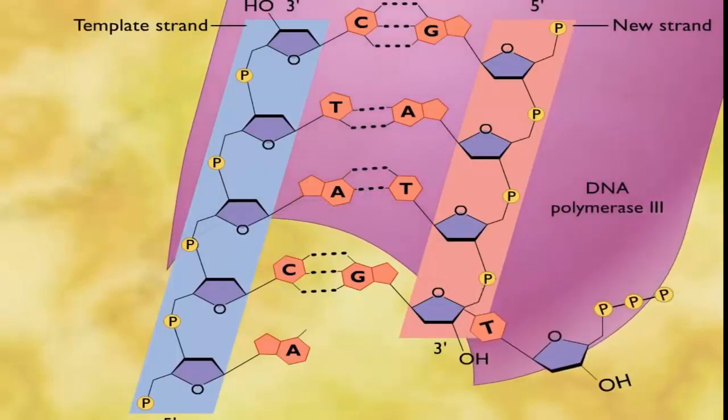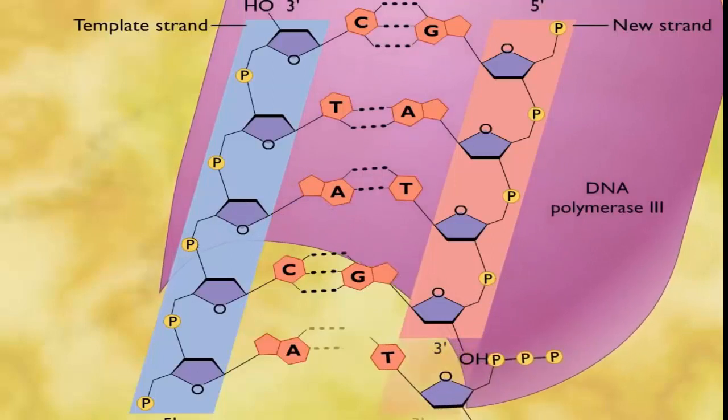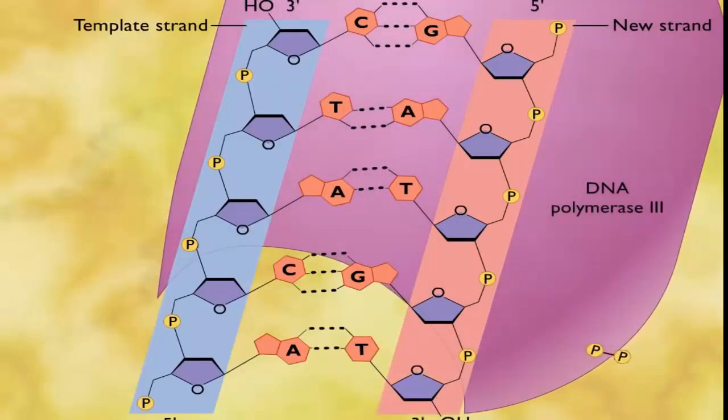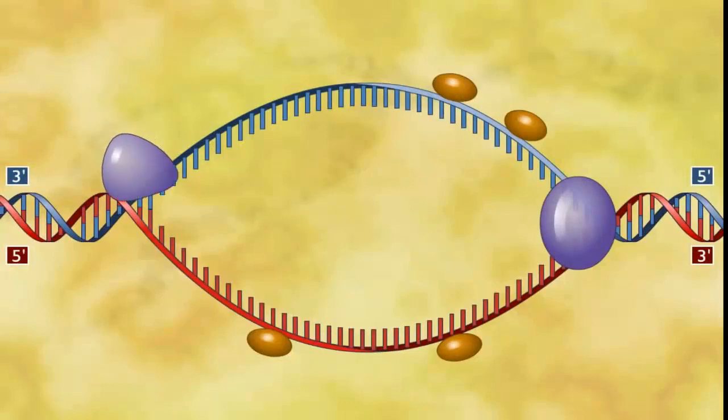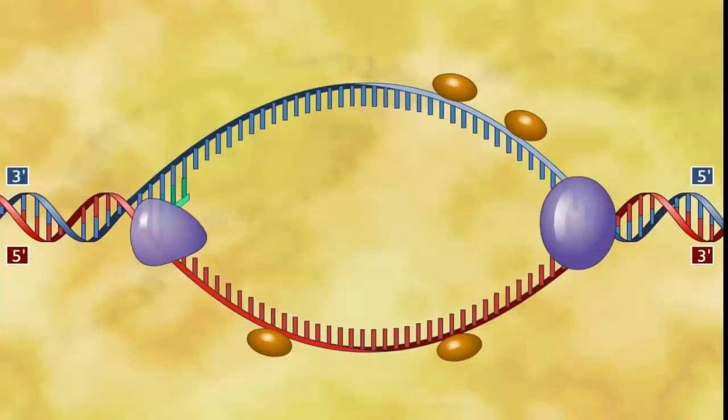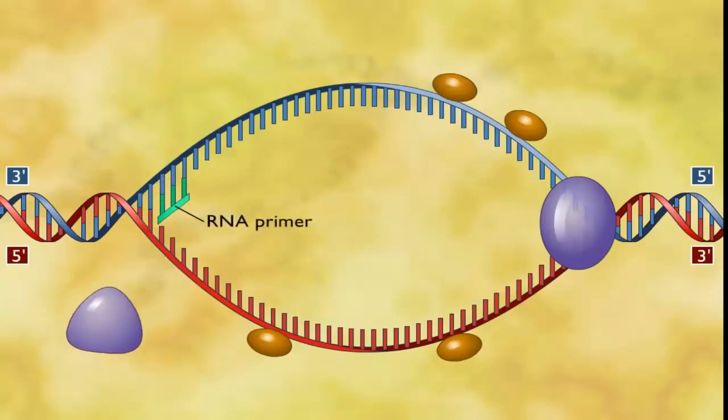Before complementary nucleotides form a new strand, a primer must be added. The enzyme primase adds an RNA primer at the origin of replication. A DNA polymerase enzyme adds DNA nucleotides to this RNA primer. Here is a closer view of this process within DNA polymerase.